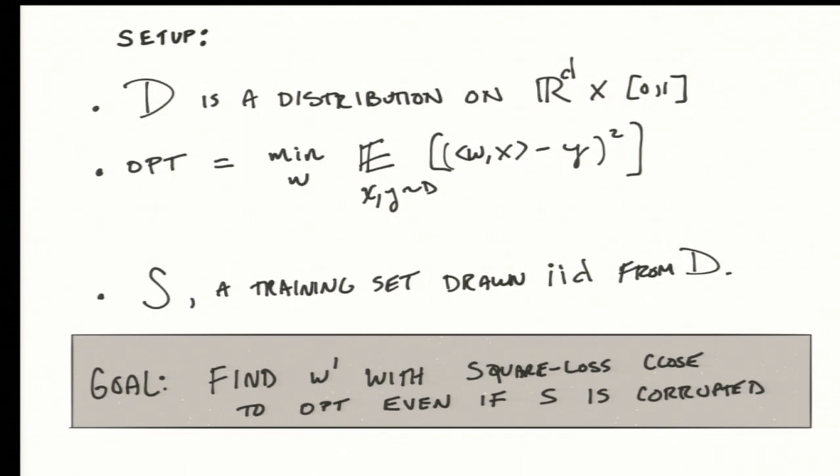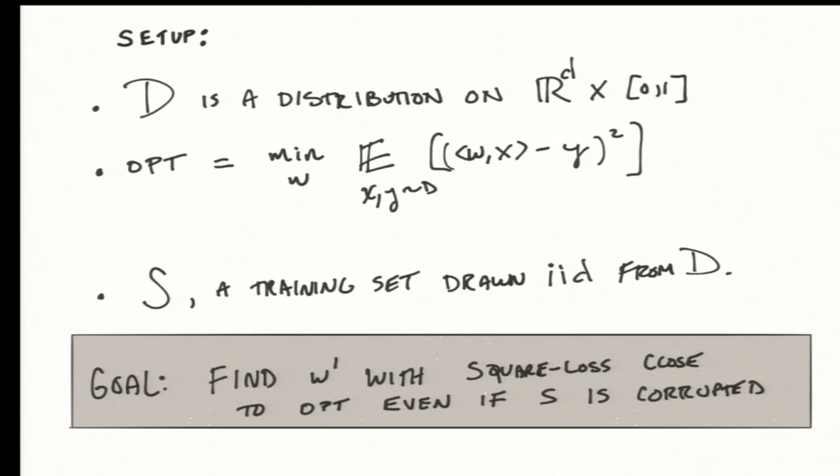So the setup is that we have a distribution D that's a joint distribution on R^d cross {0,1}. I'm picking {0,1} here for simplicity. It extends to other ranges. And I define this quantity opt, which is the error of the best fitting linear function w with respect to D. So it's the expectation over a draw (x, y) from D of (w dot x minus y) squared. So it's the square loss of the best fitting linear function.